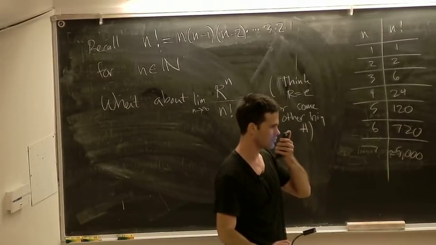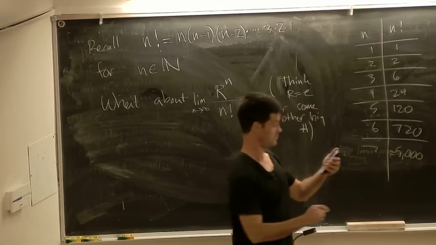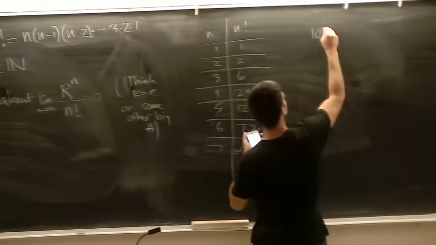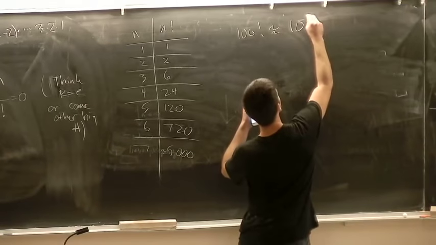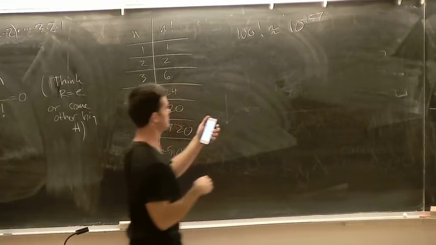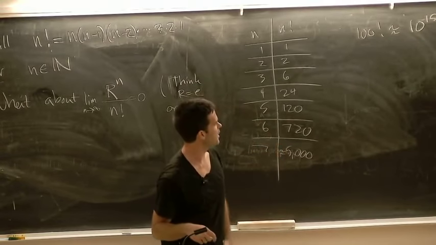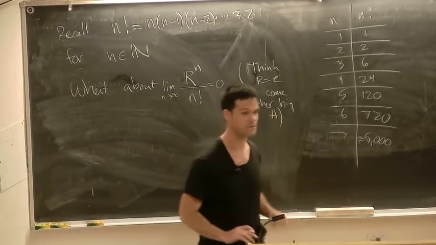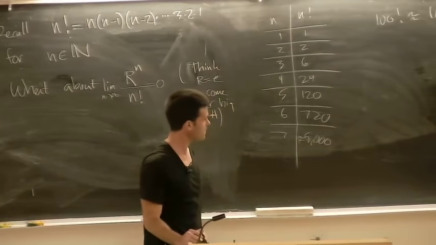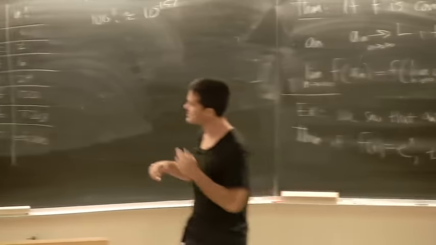Okay, Google. What is 100 factorial? The answer is 9.33262 times 10 to the power of 157. 10 to the 157. Pretty big number. It's got 157 zeros. It's far bigger than the number of particles in the known universe. So this factorial function blows up really fast.